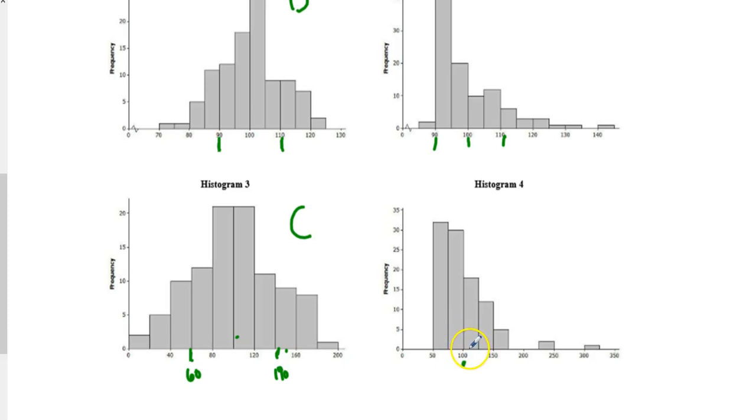It would be right there maybe to there, which would not be typical. But 40 would be. That's right out here to there. Most of the data typically is between that. So the ones that have the 40 are D and A. Final question for you.